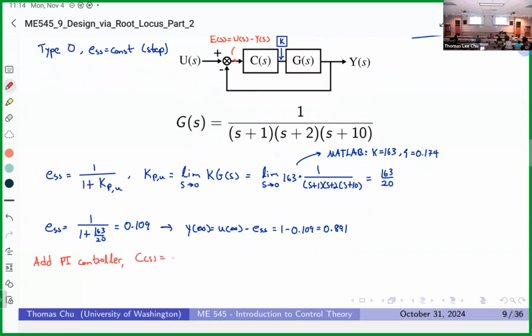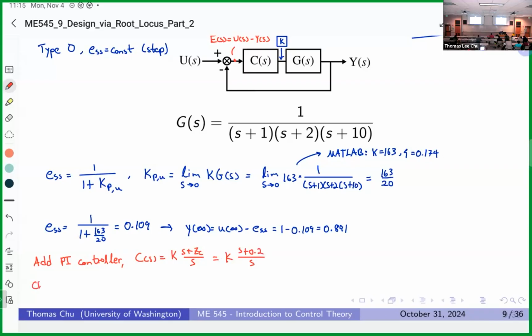And C of S is equal to K times S plus ZC over S. And we'll just put the zero arbitrarily close to the origin. Let me see what I did in MATLAB. So I chose 0.2. All right, so we choose C of S equal to K times S plus 0.2 divided by S.